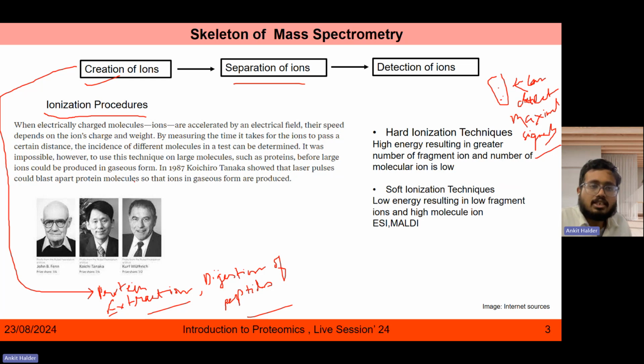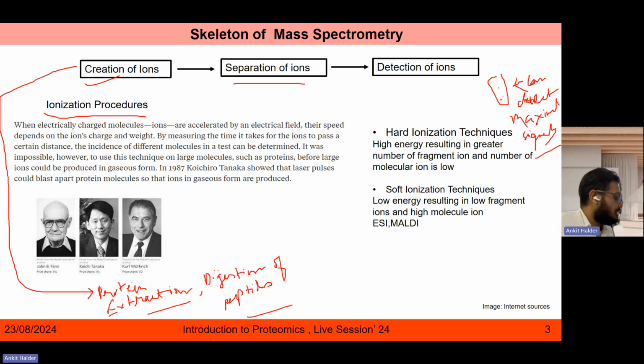that it just detects the m by z values, which would not have been possible without this particular technique. Because if the ionization was too hard and we lost our actual sample, then we could not use this technique for identification and quantification of proteins. Now, what is the ionization procedure?